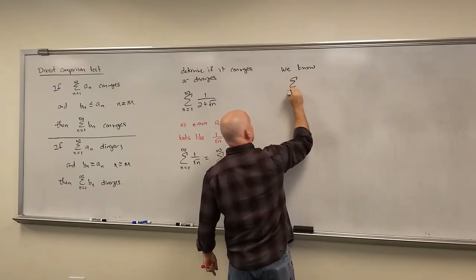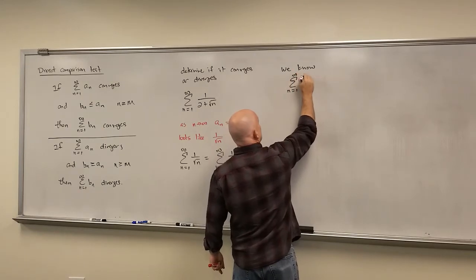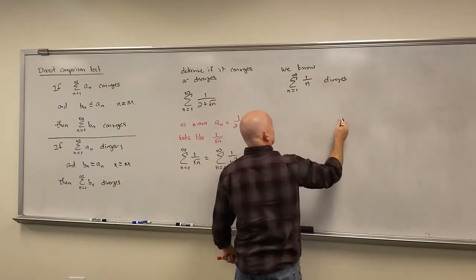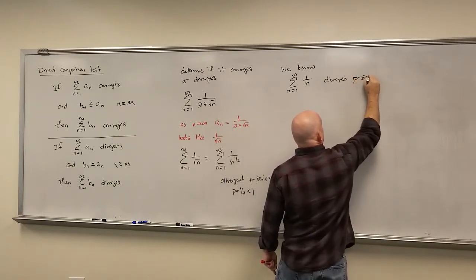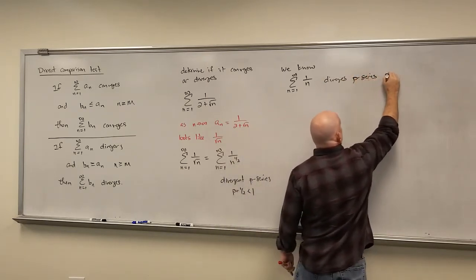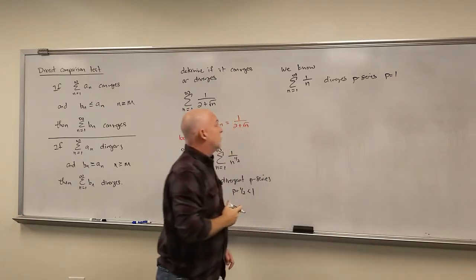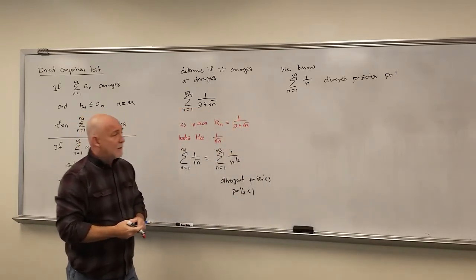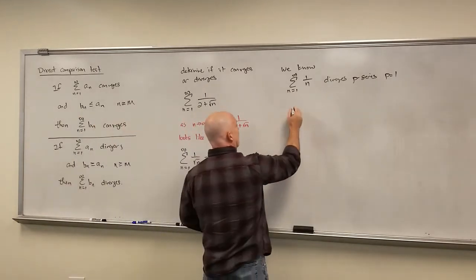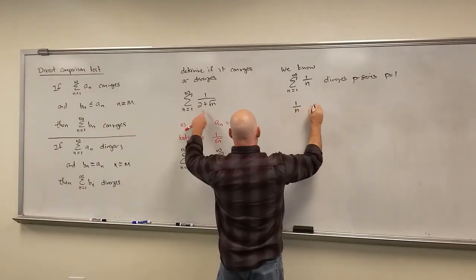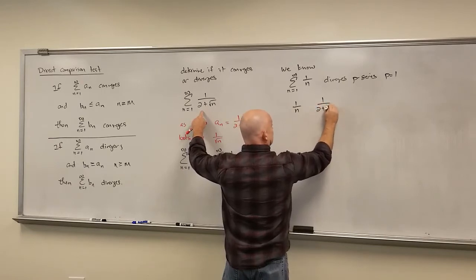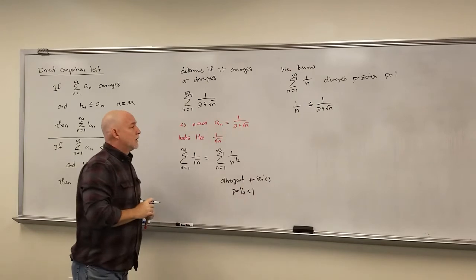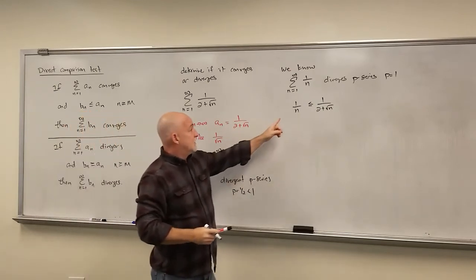We know the sum n equals 1 to infinity of 1 over n diverges, right? That's our p-series, p is equal to 1. Okay, we know that that diverges. Now, what if I compare it to that? Well, the same type of thing would have to happen. Our 1 over 2 plus the square root of n would have to be bigger than all of our terms in the divergent series.